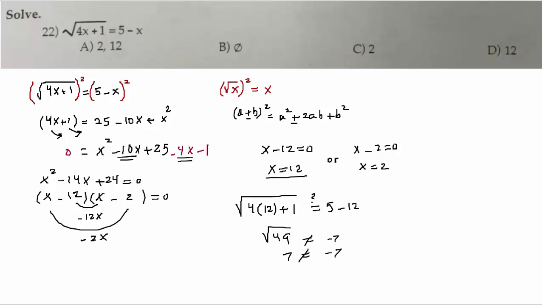How about 2? Does 2 work? So we have 4 times 2 plus 1. Is the square root of that equal to 5 minus 2? It would be 4 times 2 is equal to 8. Plus 1 would be 9. Square root of 9 would be equal to 3. And 5 minus 2 is equal to 3. So yes, 2 is the correct answer. So the correct answer would be C here.